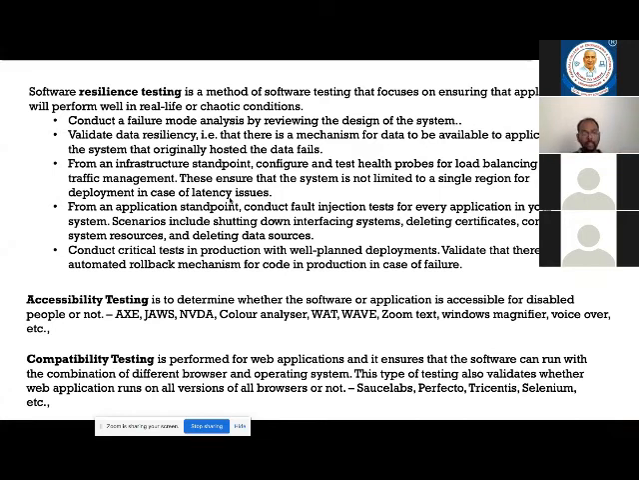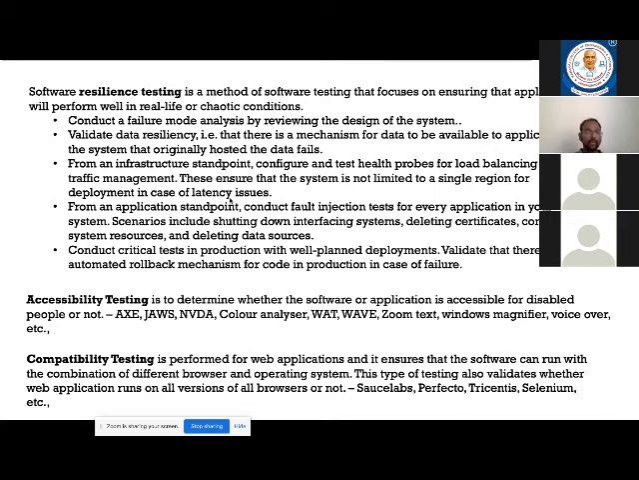You conduct critical tests, saying, okay, what happens if I do a payment, and what happens if the entire system falls down? Whether my payment, which was supposed to go through, is in a queue, and once the system restarts, the data is not lost, and it picks up from the queue and goes in an orderly fashion, first in, first out. Whatever has entered the queue has to go through. So all of this is covered as part of software resilience testing.